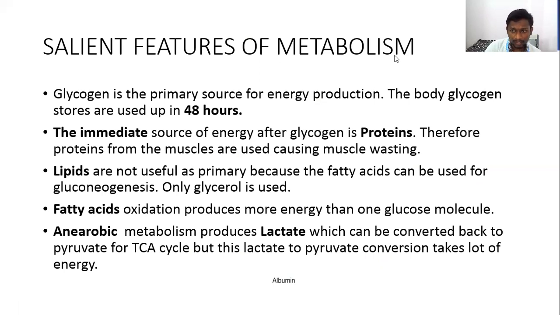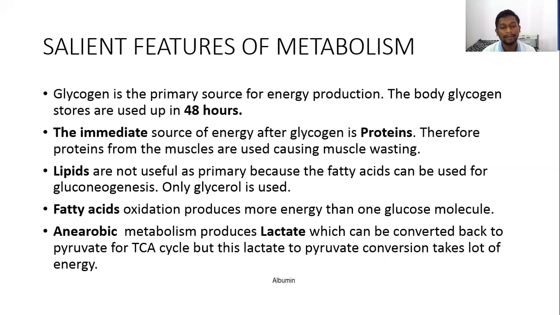So in stress, a salient feature of metabolism is that glycogen is a primary source of energy, and the body glycogen stores are used up in 48 hours. However much you take, the stores used for initial energy production are all based on glycogen. So for the first 48 hours, a person uses glycogen. And once glycogen stores are over, the next source of energy would be proteins. So proteins are broken down after glycogen is done, towards energy production.